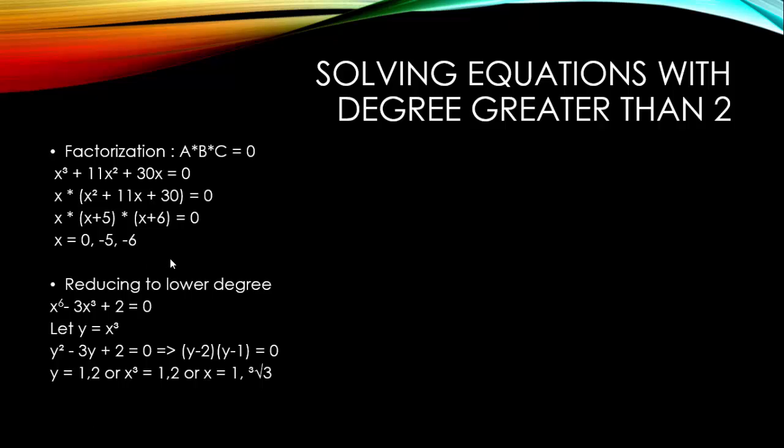Reducing to lower degree. This is useful sometimes when it is easy to see that a simple variable substitution can reduce the degree. So, for example, we have x power 6 minus 3x cube plus 2 is equal to 0. Here, let y is equal to x cube. Y square minus 3y plus 2 is equal to 0, which gives y minus 2 into y minus 1 is equal to 0. So, the solution is y is equal to 1 comma 2, or x cube is equal to 1 comma 2, or x is equal to 1 comma cube root of 2.